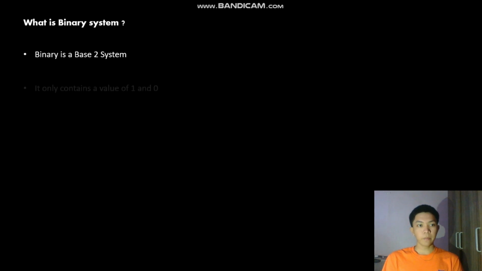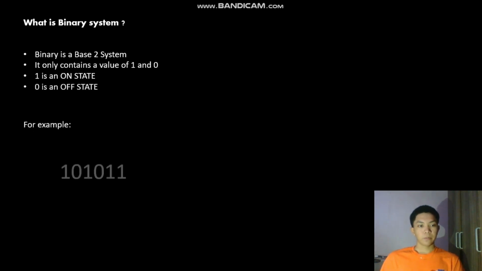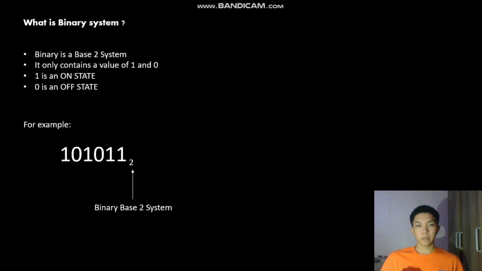So first, what is a binary? A binary is a base 2 system, and it only contains values of 1 and 0. 1 is an on state. It means that 1 is the only value that the computer reads, and 0 is the off state. So for example, 101011. That is a binary base 2 system.